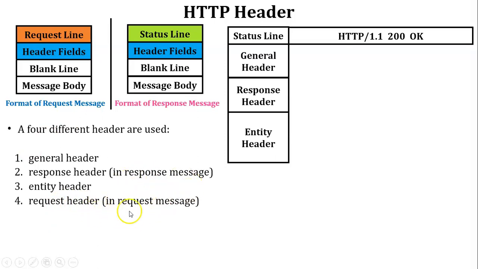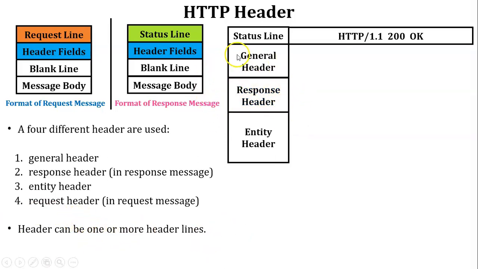So the request header is present in the request message. We can say the general header and entity header are present in the request message as well as in the response message. The request header is present in the request message and the response header is present in the response message. So this diagram shows the format of the response message, because the response header is present in this diagram. Next, a header can contain one or more header lines.